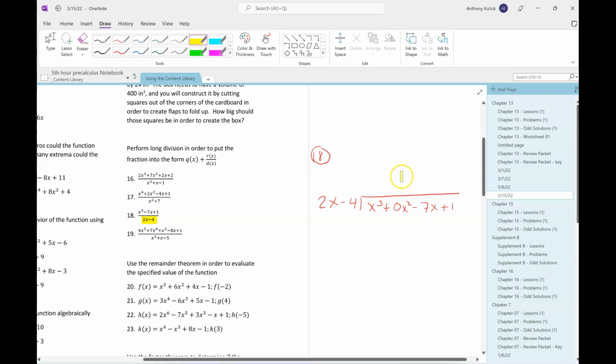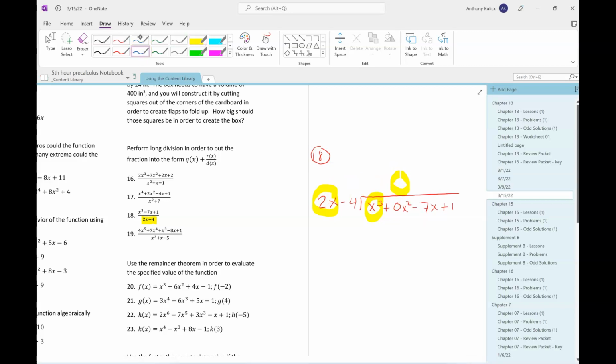Okay, so we're going to start by asking ourselves, what times 2x gives me x cubed? Well, I know it's going to have to start with a 1/2, because 1/2 times 2 is going to give me the leading coefficient of 1.